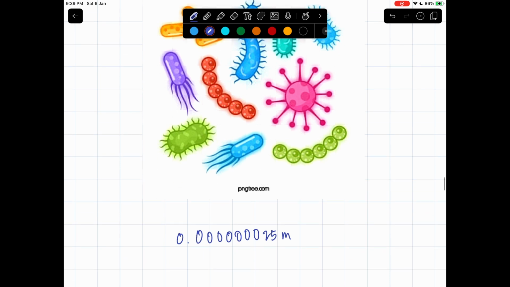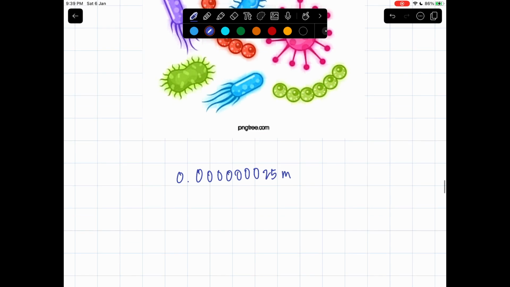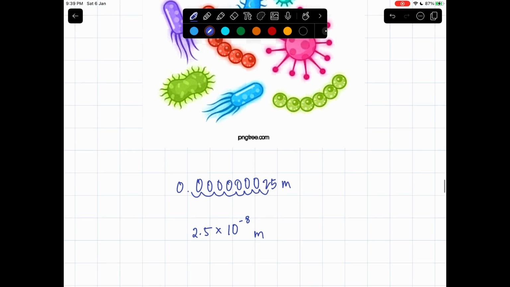So when we have so many zeros, at one point it can get confusing. So here, this exact number, 0.0 with 7 zeros, followed by 2, 5, can be written down as 2.5 times 10 to the power of negative 8 meters. Yes, that's correct. 2.5 times 10 to the power of negative 8 meters. This is the power of standard form.